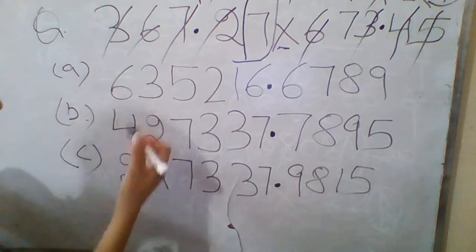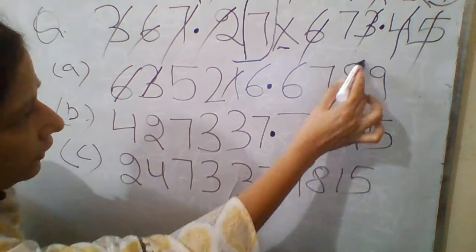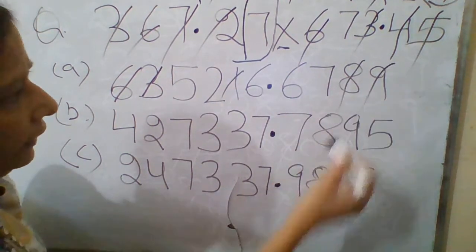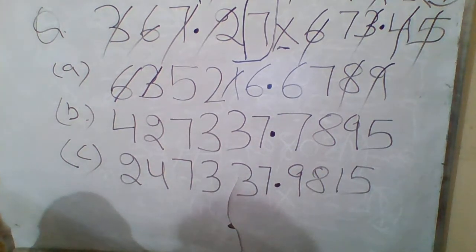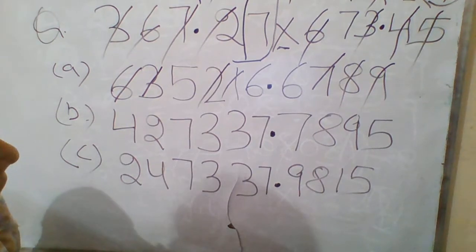Now find out the dr here. 6 plus 3 will be 9, ignore that. Now see, 8 plus 1 will be 9, ignore here. 9 will be 9, ignore here. Then this 7 plus 2 will be 9, ignore there.